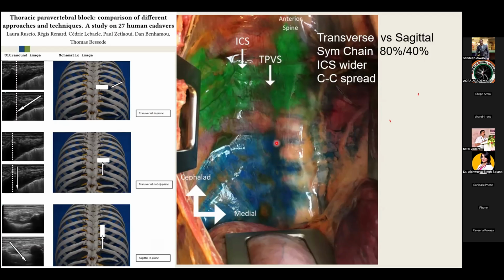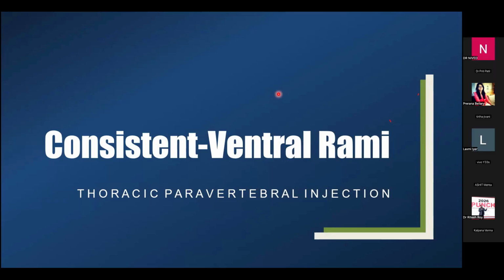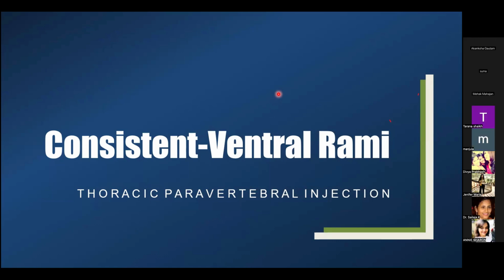So this is how the transverse plane approach manifests, and probably it should also affect the clinical outcomes. With the thoracic paravertebral injection, we can come to the conclusion that you have a consistent block of the ventral rami. It will block the sympathetic chain, and it will also block the dorsal rami. So it gives a complete blockade. It's just like a plexus block, where you have the motor, sensory and sympathetic components all blocked with a single needle approach.